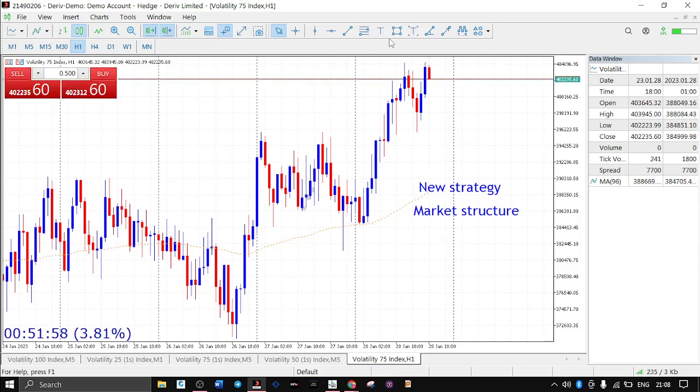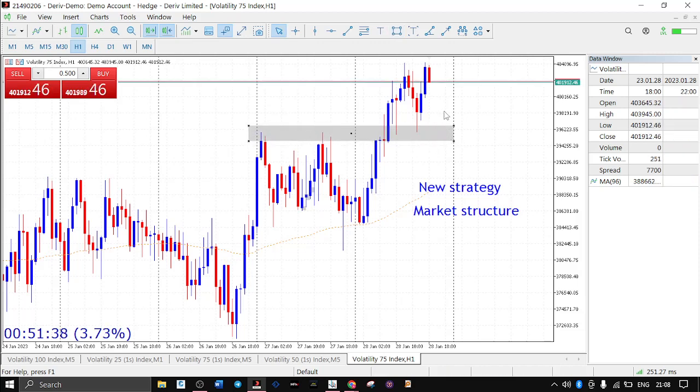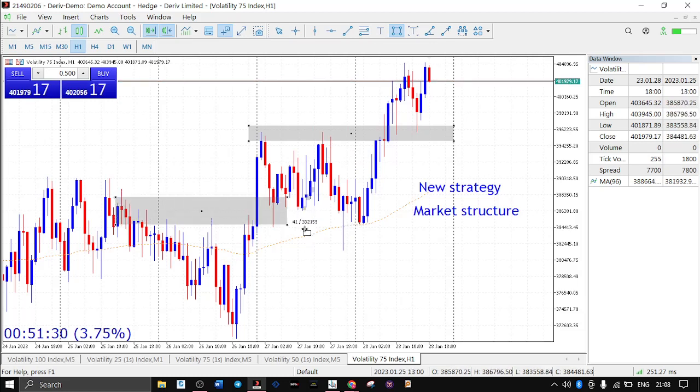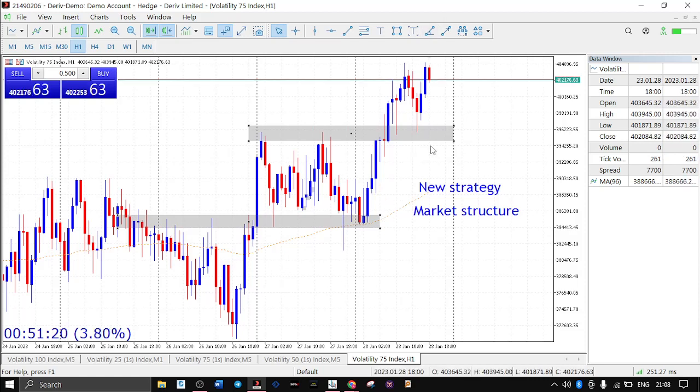What do I mean by market structure? You see, this is the previous lower low, previous higher high, and this is a lower low. Then this is a higher high. The market came back and tested the previous higher high. So I draw my rectangle here to identify market structure being respected. I draw a rectangle to define market structure, so I'm looking at only buys.